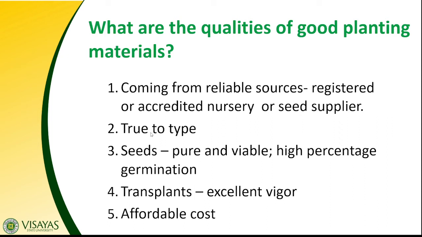And then it must be true-to-type, meaning they inherit the good characteristics, quality, or traits of the mother plant, exactly the same as that of the mother plant. And then the seeds should be pure, no mixture, and viable, meaning they have a high percent germination and germination rate. And the transplant should have excellent vigor so that it can easily adapt to the new environment when transplanted to the field. And we should consider the cost, an affordable cost.